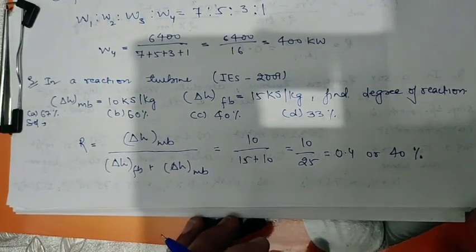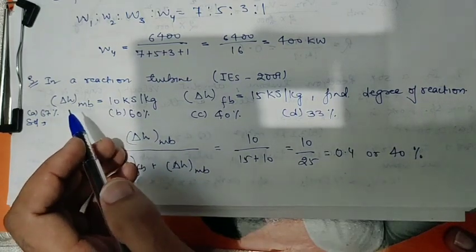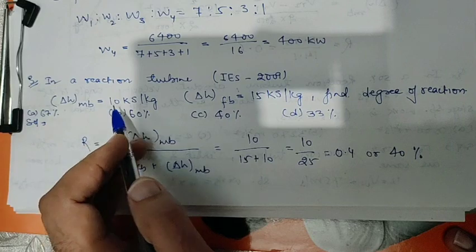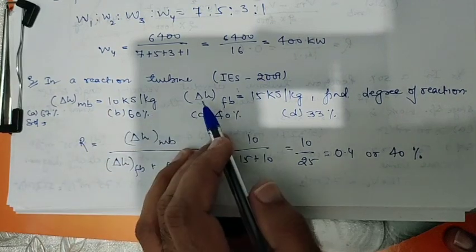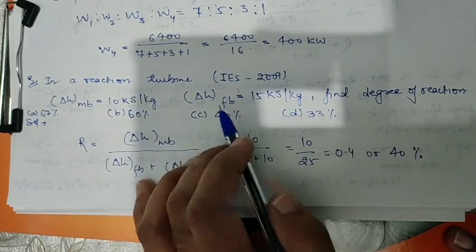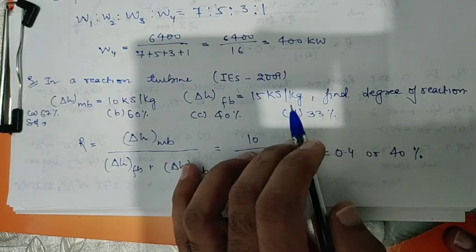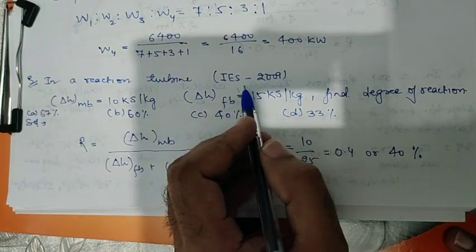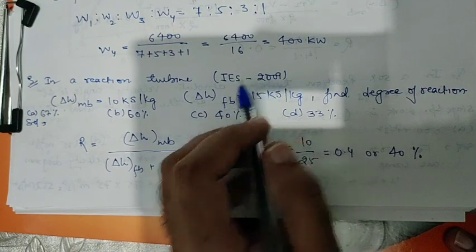Next is, in a reaction turbine, delta H MB, it means enthalpy drop in moving blade, is equals to 10 kilojoule per kg. Delta H FB, that is the enthalpy drop in fixed blade, is equals to 15 kilojoule per kg. Find the degree of reaction, and these are the options, and this is the question related to IES 2009.